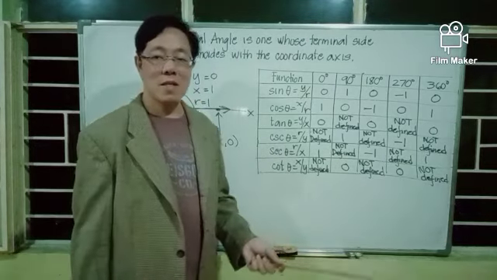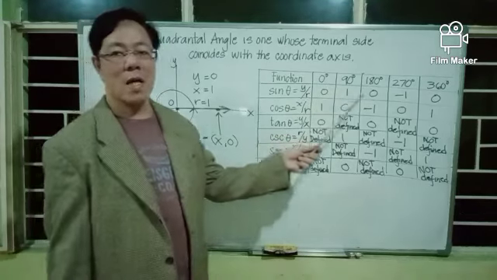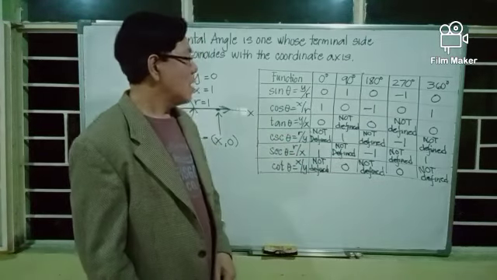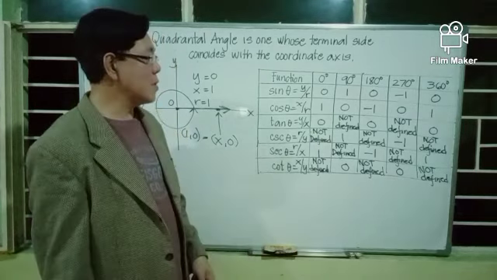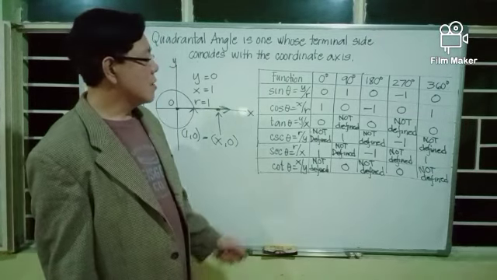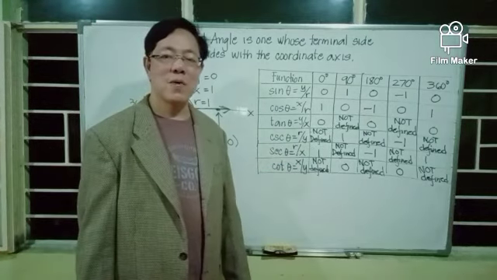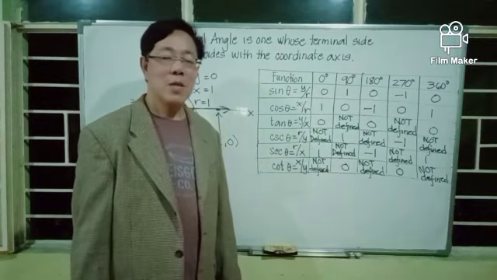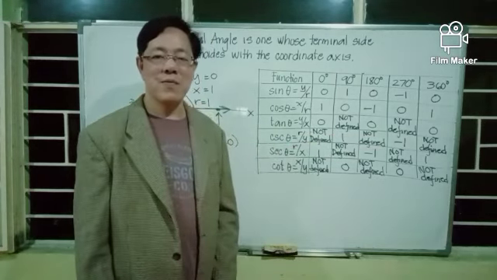So these are the 6 trigonometric functions of these 5 quadrantal angles. And by inspection of this table, you can see that there are always 2 trigonometric functions for which the value at the quadrantal angle is not defined.